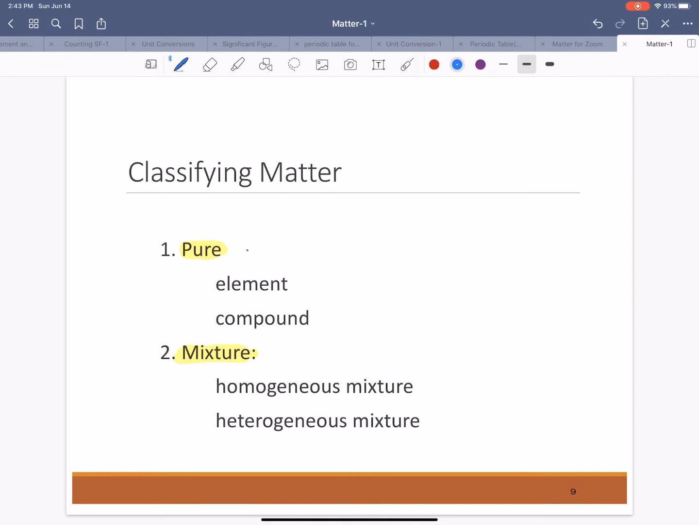So pure simply means not a mixture. There's only one kind. It might be only one kind of element or only one kind of compound. But there's only one kind. A mixture is a mix of more than one, I'm going to say 2 or more.